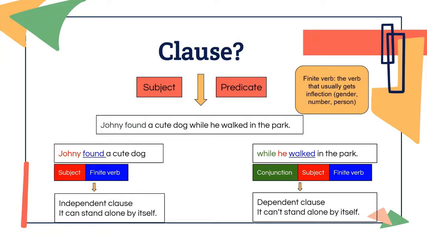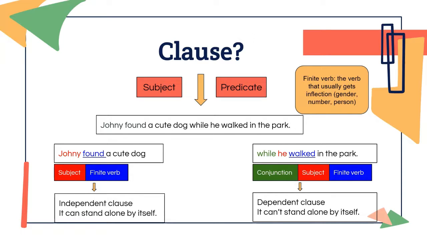Then what about the clause? Let's identify that now. We can start identifying the clause, or how many clauses are in the sentence, beginning with identifying the conjunction. From the sentence, we can see a conjunction which is "while". And we can conclude that we have two clauses in the sentence. Namely, the first clause is "Johnny found a cute dog," and the second one is "while he walked in the park."